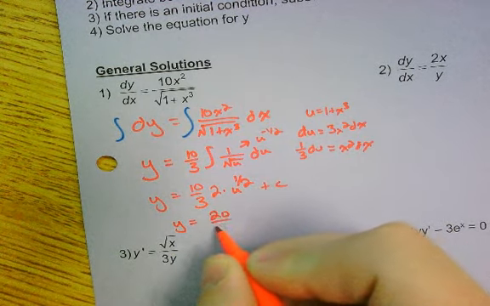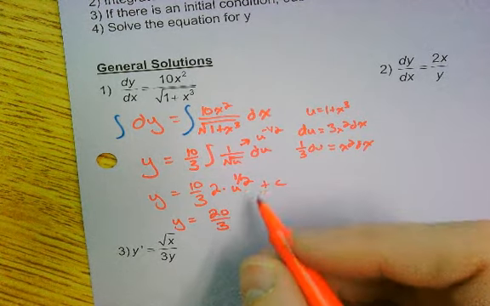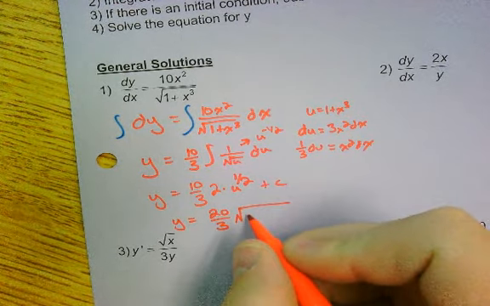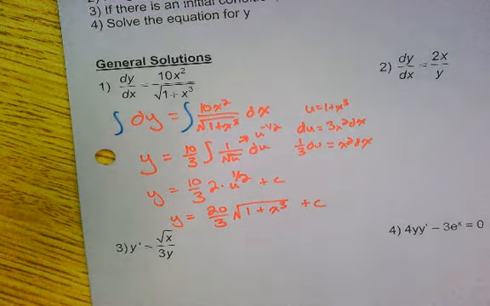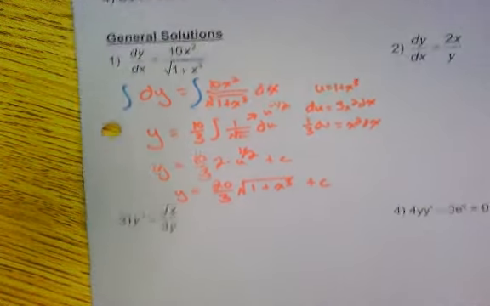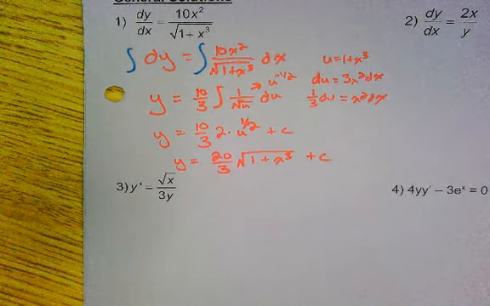Let's simplify this now. I'm going to get 20/3. U to the 1/2, isn't that the square root of u? And what is the square root of u? And that's your first differential equation. Oh my god. Oh, it's such a great moment.